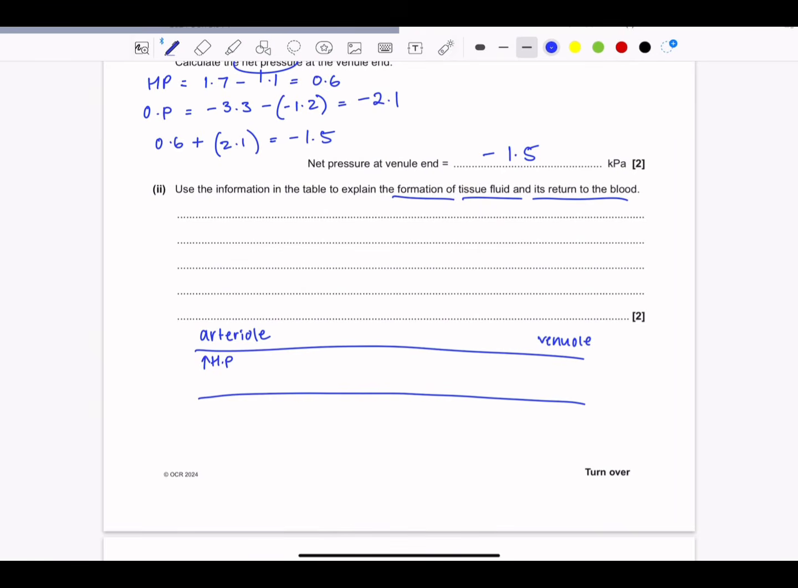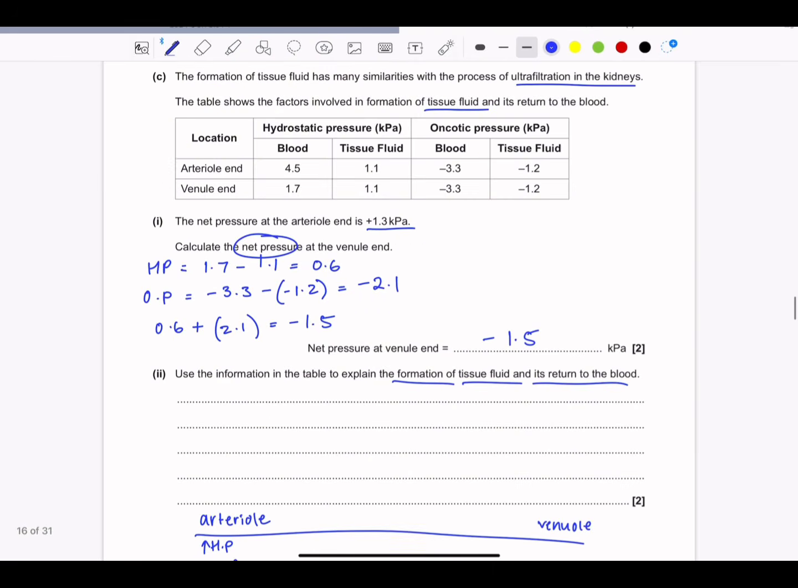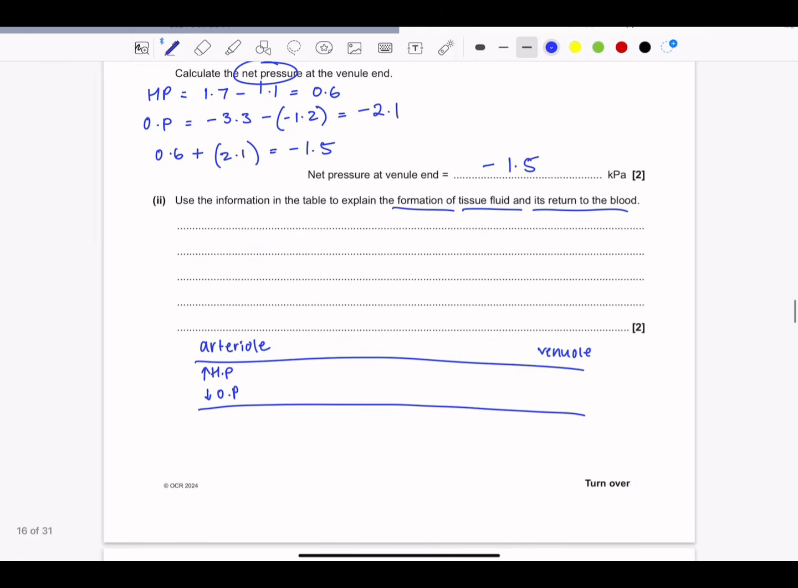So the high hydrostatic pressure is greater than the oncotic pressure, so lower oncotic pressure, and you can prove this to yourself by finding out the total oncotic pressure at the arterial end later if you fancy. But basically, the high hydrostatic pressure is what forces the fluid out, so that fluid being tissue fluid, which is comprised of water, plasma, glucose, amino acids, oxygen, the small stuff, basically.